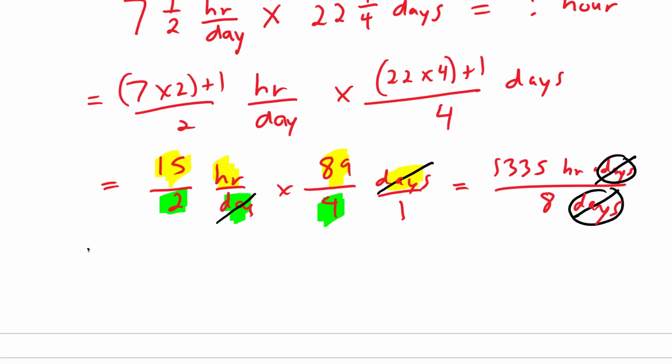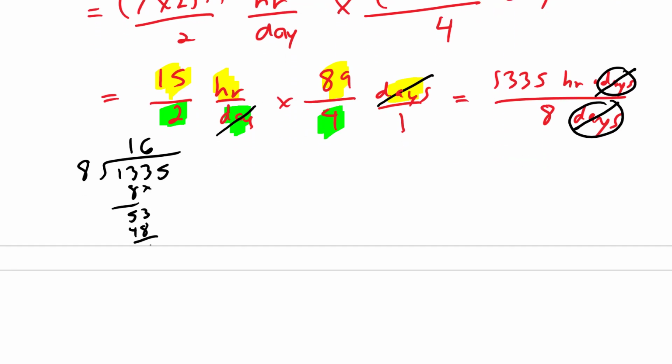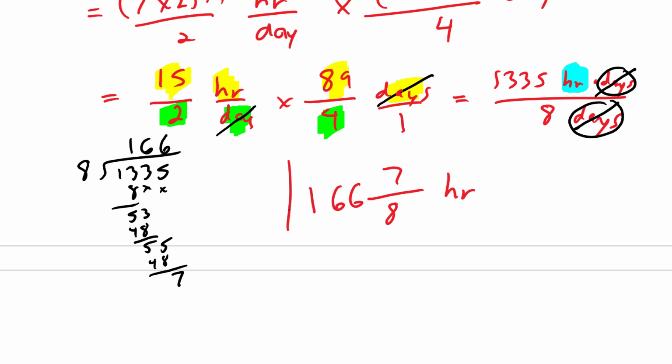Let's simplify this down. 8 into 1,335. How many times is 8 going to 13? 1 time. Say 6 times. And then bring down the 5, 55. We get 6 times. So here our answer is 166 and 7 over 8. What's our units? Look what's remaining here. Hours is remaining. Hours. Final answer.